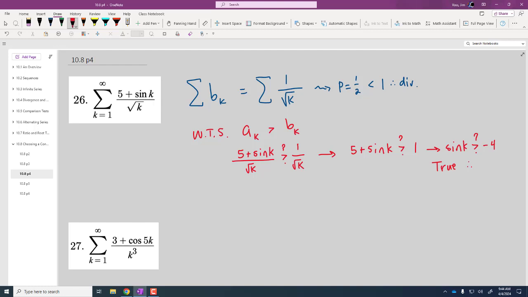Since our comparison series diverges and we showed that this one is bigger, it must also diverge. So therefore, both diverge. Does it logically make sense? Bigger than diverging diverges. Smaller than converging converges. Those are our two basic principles.